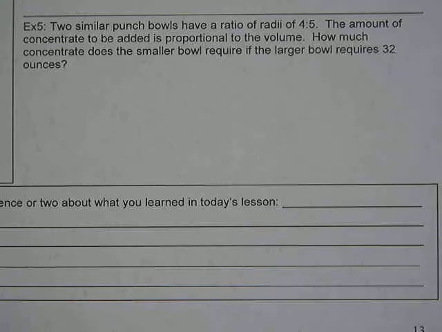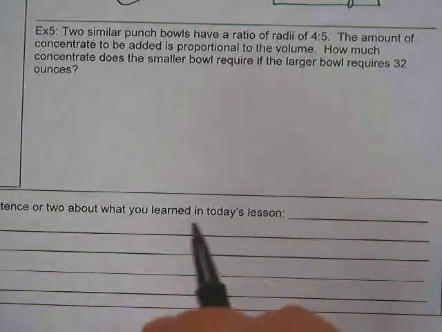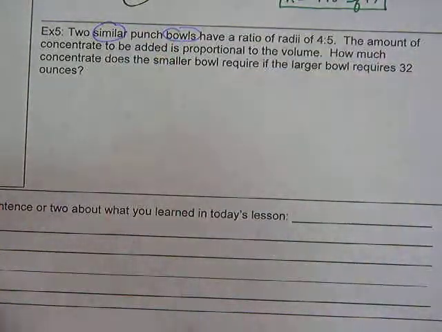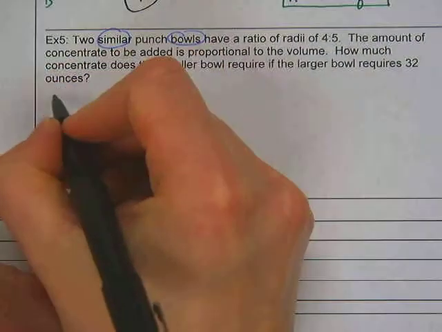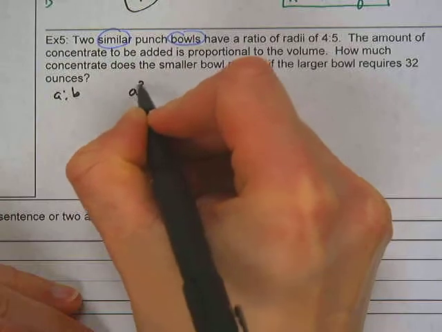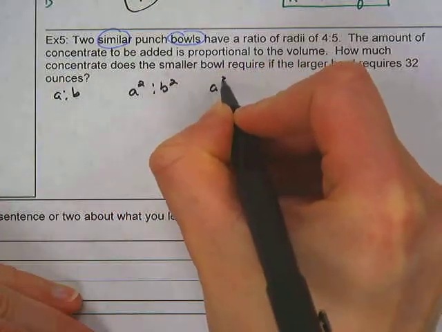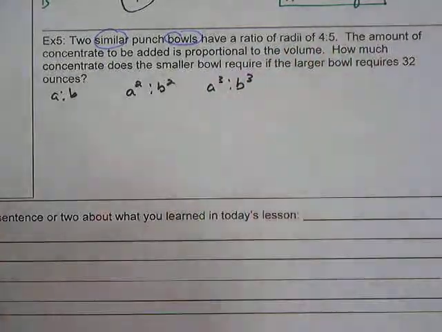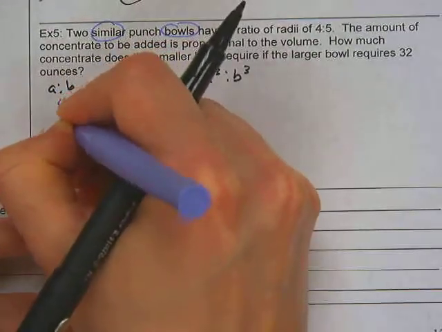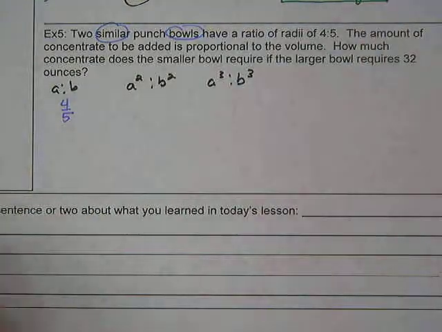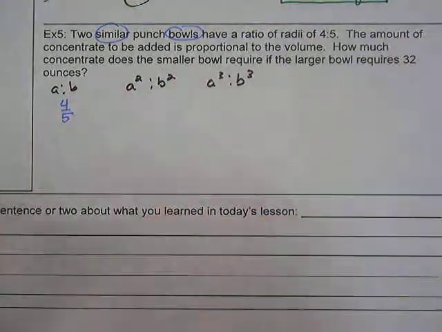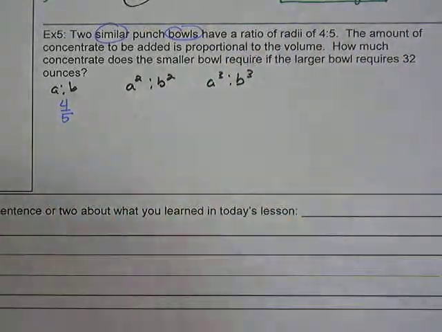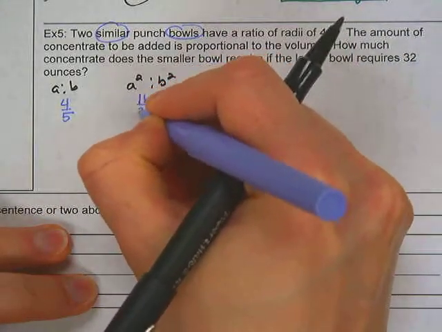Two similar punch bowls have a ratio of radii of 4 to 5. The amount of concentrate to be added is proportional to the volume. How much concentrate does a smaller bowl require if the larger bowl requires 32 ounces? So looking at this, I see the word similar, and I see the words bowls. So bowls are solids, so I'm going to write down A to B, A squared to B squared, A cubed to B cubed. Now the ratio of radii is 4 to 5, so 4 to 5 comes over here.